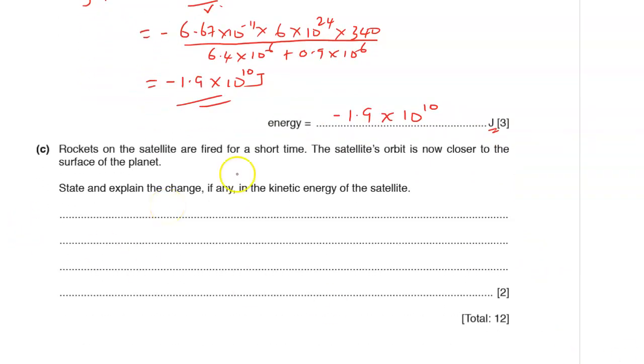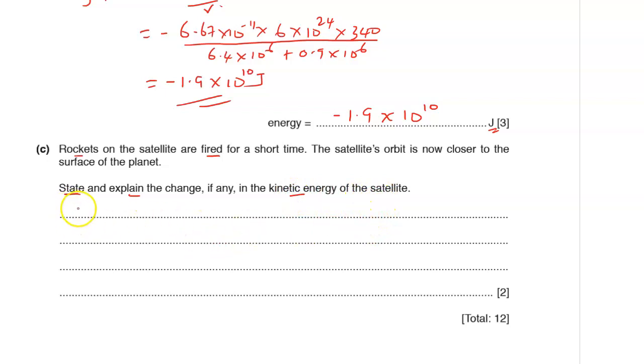Part C. Rockets on the satellite are fired for a short time. This is supposed to propel the satellite. The satellite's orbit is now closer to the surface of the planet. State and explain the change, if any, in the kinetic energy of the satellite.